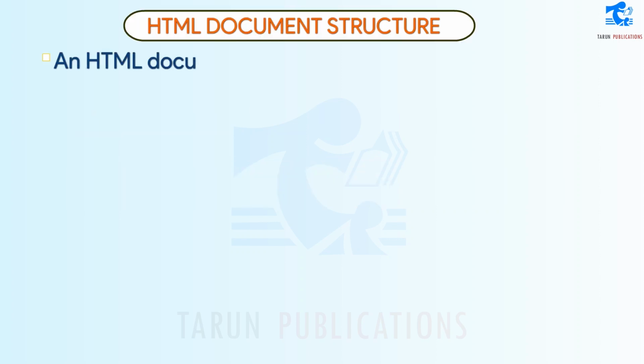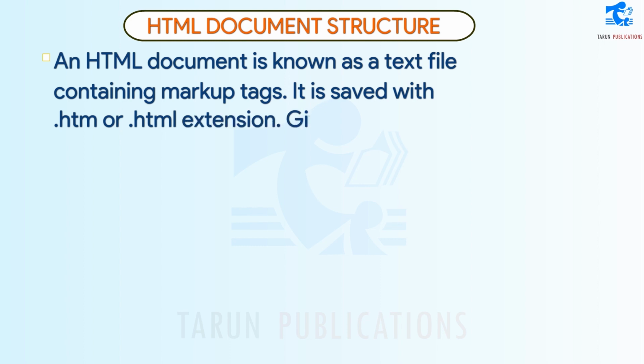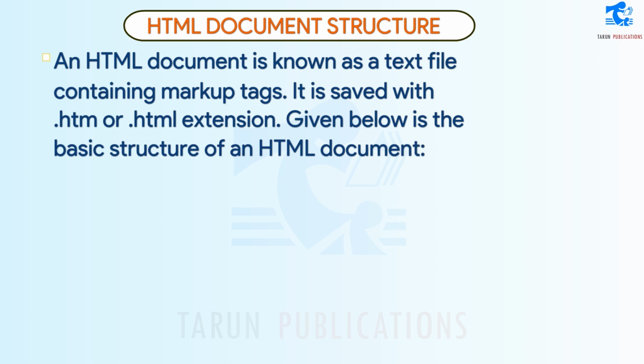An HTML document is known as a text file containing markup tags. It is saved with .htm or .html extension. Given below is the basic structure of an HTML document.